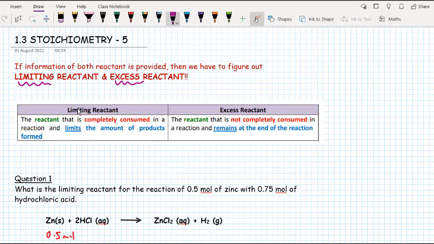The definition of limiting reactant refers to the reactant that is completely consumed in a reaction, and it will limit the amount of product formed. In other words, the amount of product formed depends on the limiting reactant. Excess reactant refers to the reactant that is not completely consumed in a reaction and will remain at the end of the reaction. In other words, this excess reactant will have some left over after the reaction.